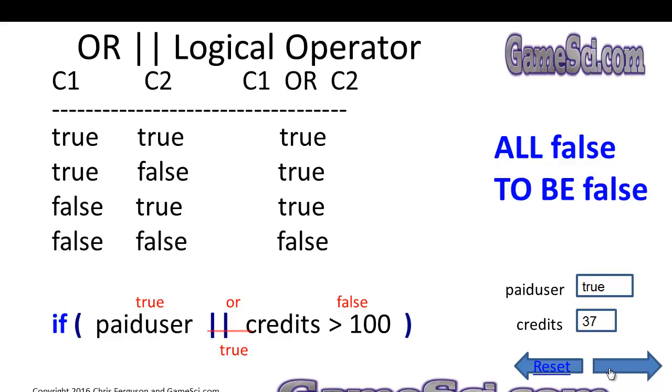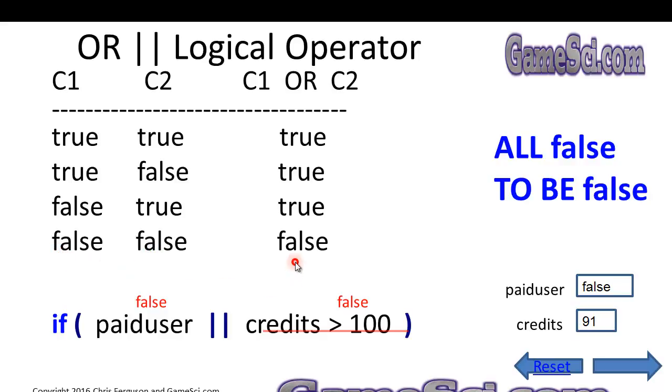So let's look a little more in here. Let's start again with different values for paid user and credit. Now paid user is false. So the left side of the OR is going to be set to false. 91 greater than 100 is also a false statement. So now we see a situation where both sides of the OR are false. So both inputs to the OR logical operator are false.